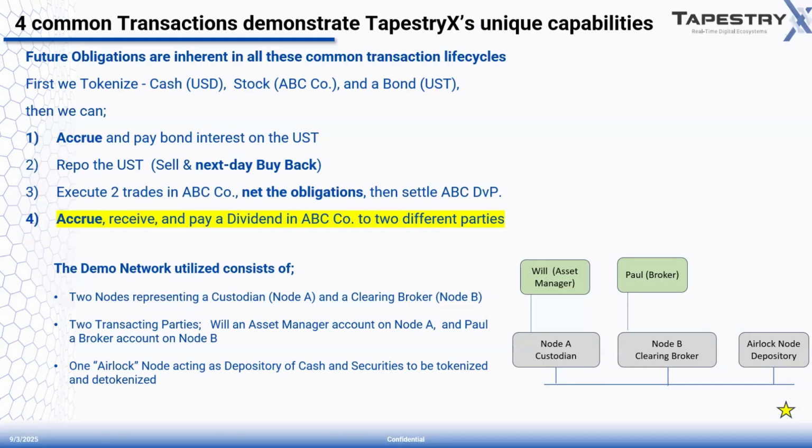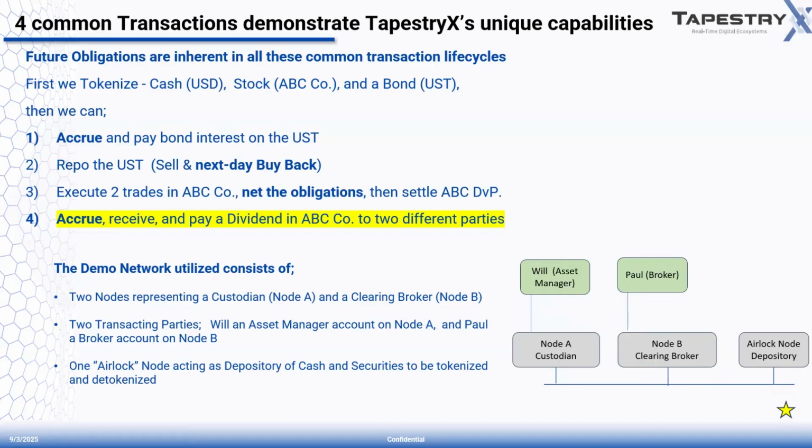And today, we're looking at accruing, receiving, and paying a dividend to two different parties. So in our network, we have a custodian, which has multiple accounts, but we've got a representative account from an asset manager, and a clearing broker, node B, which has many accounts, and a representative broker called Paul. So the airlock node, which acts as a depository, would receive the gross dividend, and it will actually pay it out to the two parties.